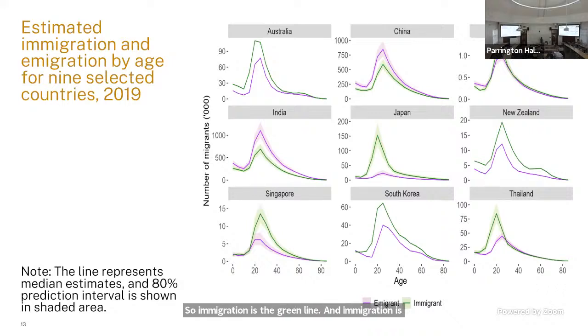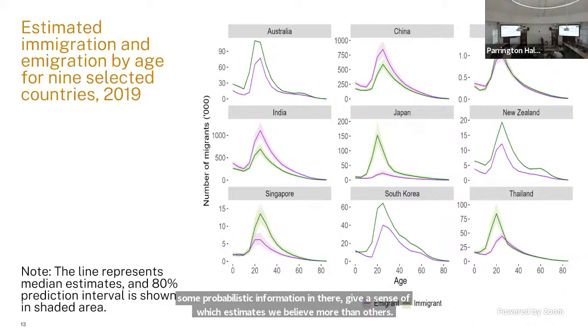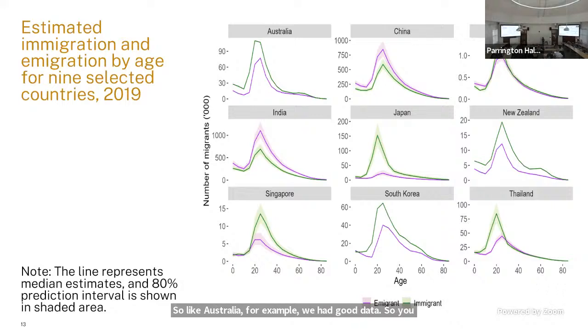We did include some uncertainty. It's not Bayesian uncertainty. I would probably say the uncertainty is underestimated, but we tried to get some probabilistic information in there to give a sense of which estimates we believe more than others. So like Australia, for example, we had good data, so you see that the estimates are pretty close to the observed data.